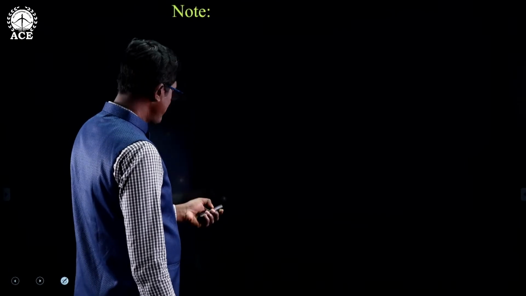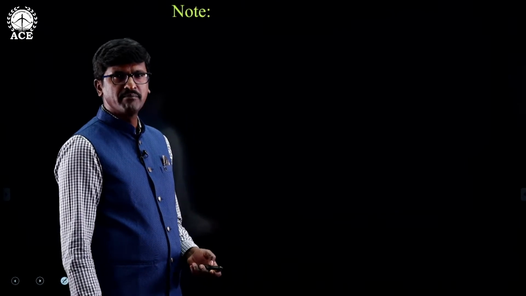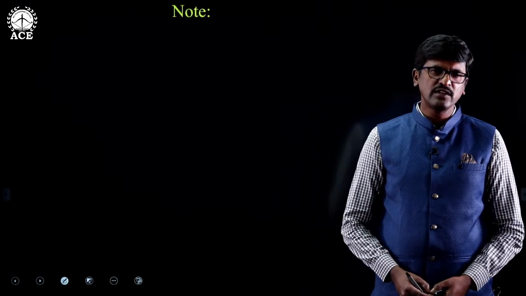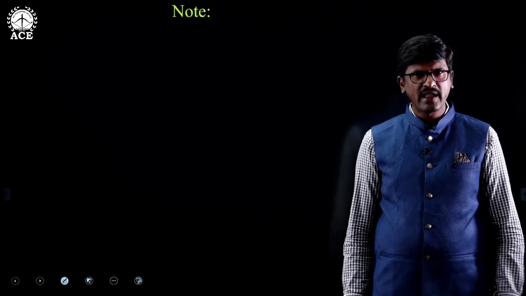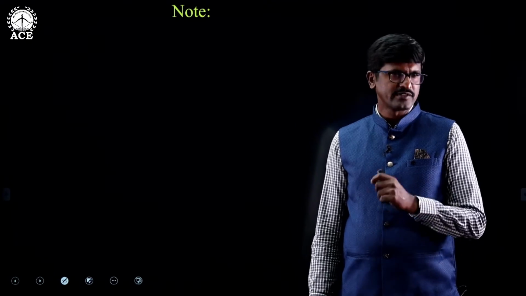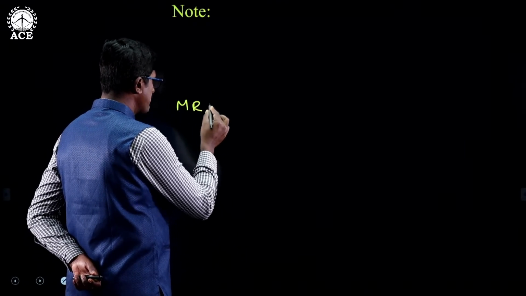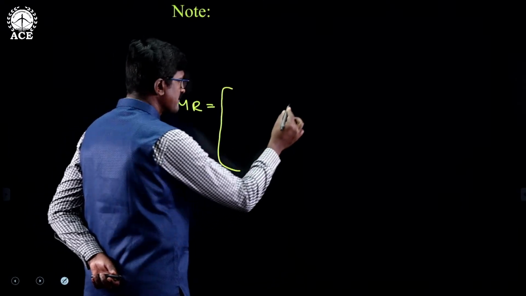Now we'll see some important points based on the reflexive and irreflexive relation. In the previous session, I explained the matrix representation and diagram representation of the relation. That means any relation can be represented in two ways. One is matrix representation, another one is digraph representation, which is nothing but directed graph representation. When we write the matrix representation of the relation, it is denoted as MR.